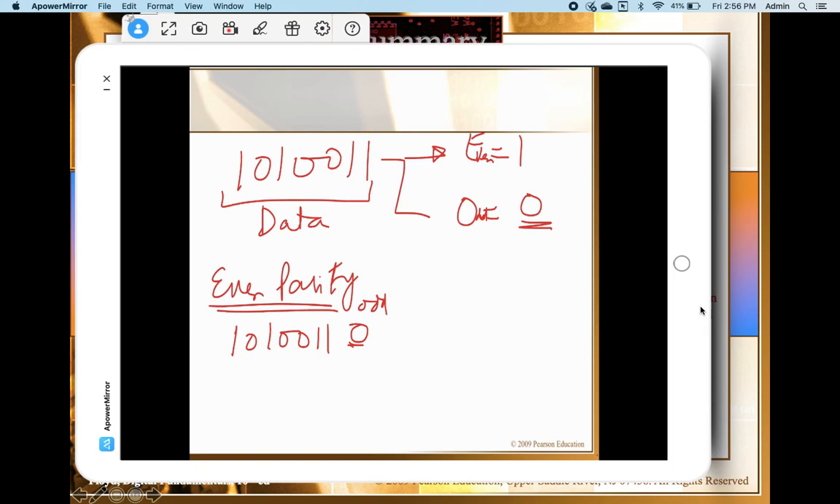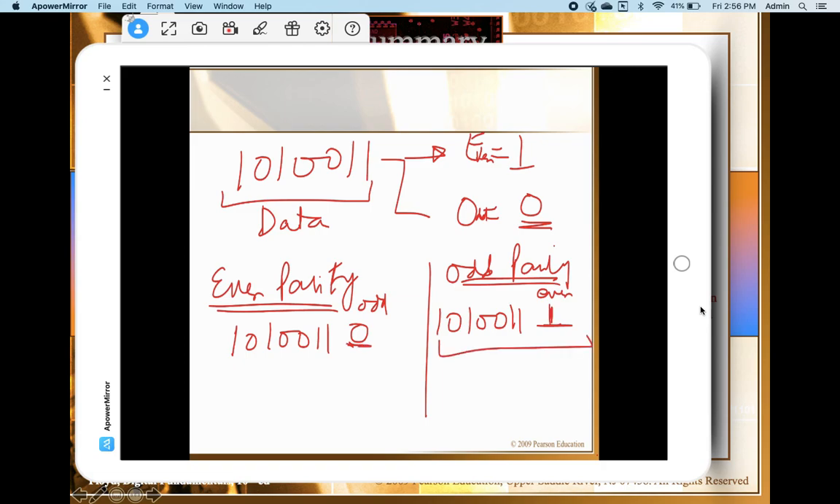However, if you want to generate odd parity, take the data and append with it which output? The even output. What is the even output? 1. So it will generate odd parity for me. And as you can see now, it has odd parity. It's very simple. Hopefully you understand this.